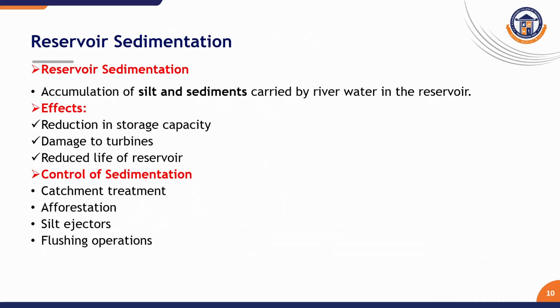Reservoir sedimentation is the accumulation of silt and sediments carried by river water in the reservoir. It reduces storage capacity, damages turbines, and shortens the life of the reservoir. Sedimentation can be controlled by catchment treatment, afforestation, silt ejectors, and flushing operations.